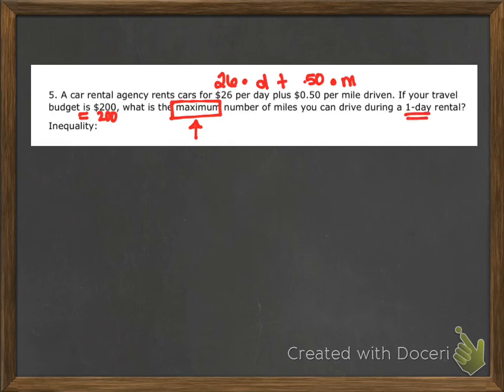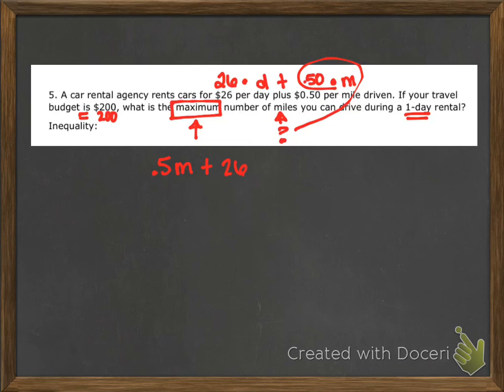So it gave us our day. So when we're asking maximum number of miles, this is our question mark, which means that we are going to use this as our variable, not the D for day. So that means that we have 50 cents per mile and $26 fee for the 1 day. And our total is 200.